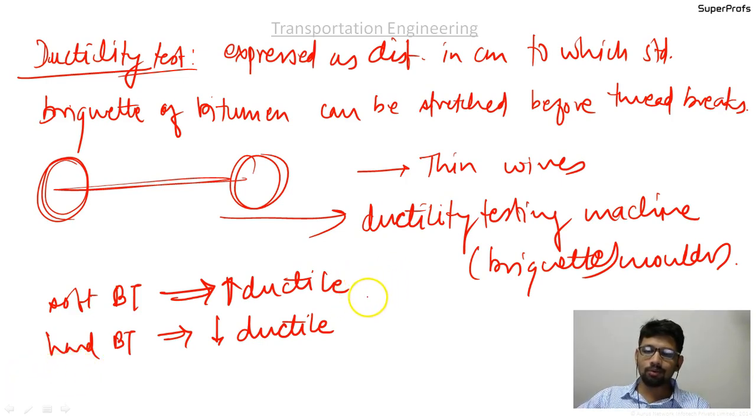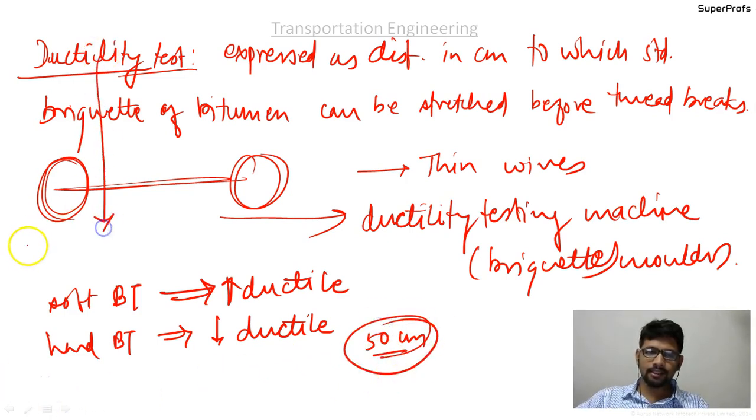I am just avoiding giving you further specifications in terms of what should be the temperature, what should be the rate of pull of the briquettes. The desirable value is 50, and what ductility reflects is adhesiveness and the elasticity of material. So please write down, it reflects the adhesiveness and elasticity of bitumen.